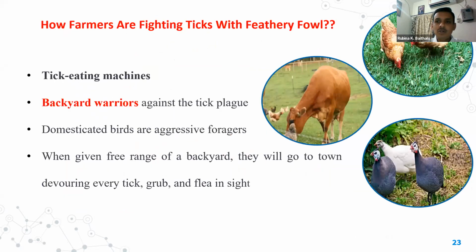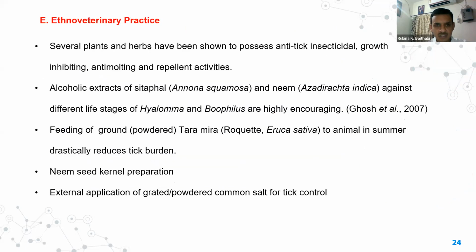Another method of biological control is backyard poultry. These are known as the backyard warriors against the tick plague, and they are aggressive foragers. It has been seen that if you leave 1 or 2 poultry birds in an animal shed having at least 10 or 12 animals, they can go on eating all the ticks, grubs and fleas inside. So this is a very good method of controlling the tick population, so far as biological control is concerned.